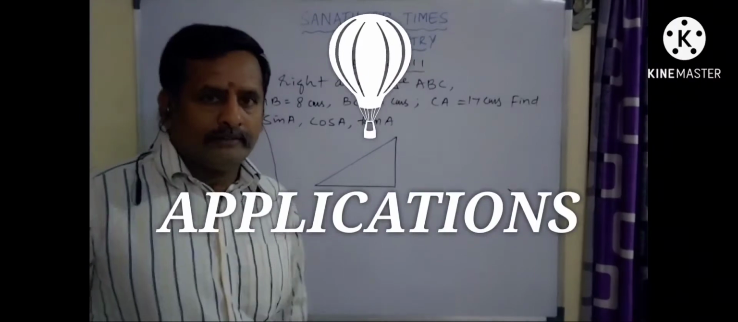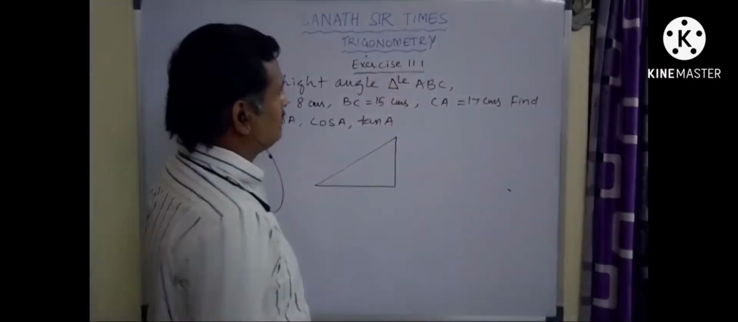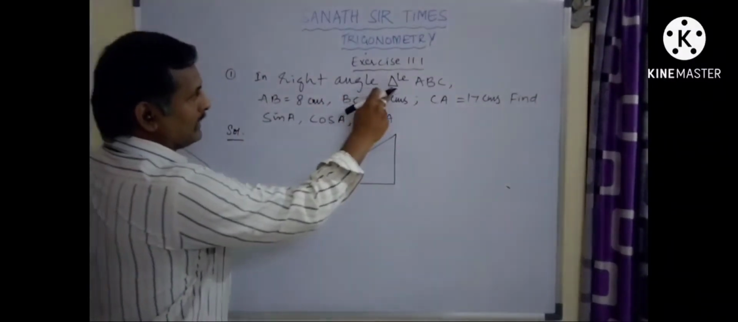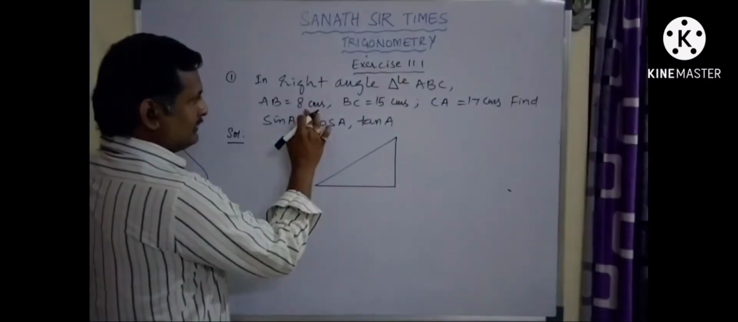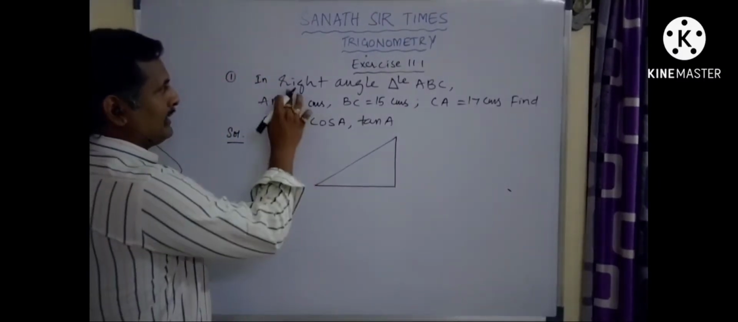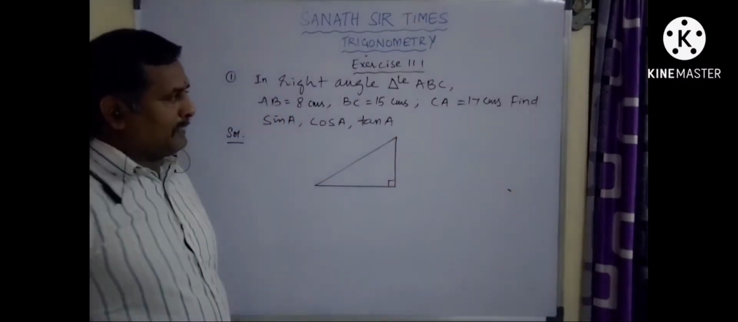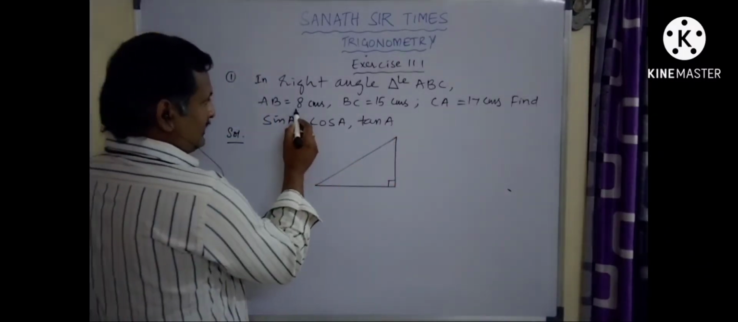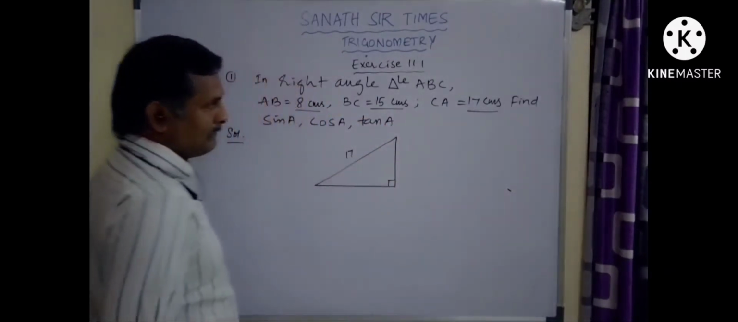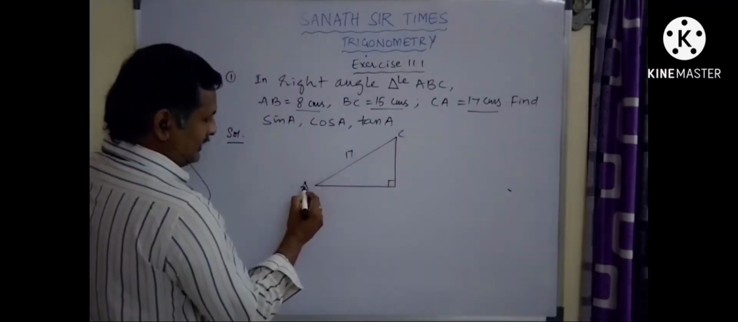So let's see the exercise part, 10th class standard trigonometrical exercise 11.1. Now this is question number 1. Let me read the question. In right angle triangle ABC, AB is equal to 8 centimeters, BC 15, CA 17 centimeters. So it is given a right angle triangle. So I am drawing a right angle triangle without the names of the vertices. But when you look at these sides, 8, 15 and 17, the bigger side is 17, which is CA, so AC is the bigger side, it is 17.